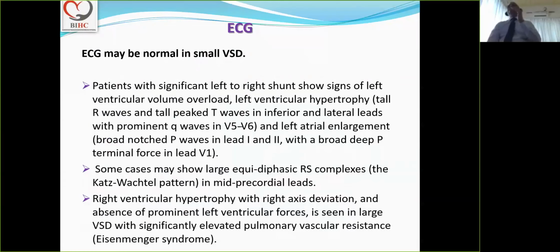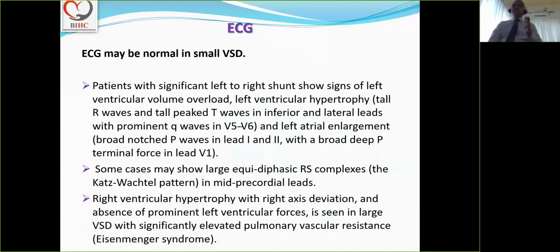LA enlargement may be manifested as a terminal negativity of P in V1. But in a real large VSD, you get a characteristic appearance which has been referred to as the Katz-Wachtel phenomenon. This is because you have a biphasic complex in V2, V3, V4, one or more of these leads, the combined voltage of which is more than 45 millimeters. So there's a very tall R and a very tall S, denoting biventricular hypertrophy in an infant. This is called the Katz-Wachtel pattern.